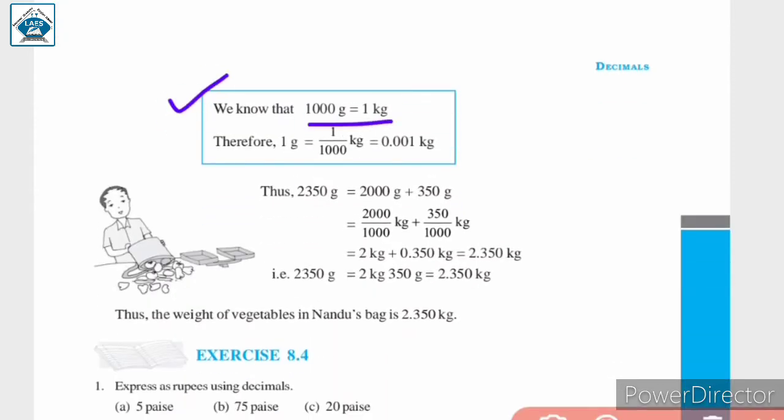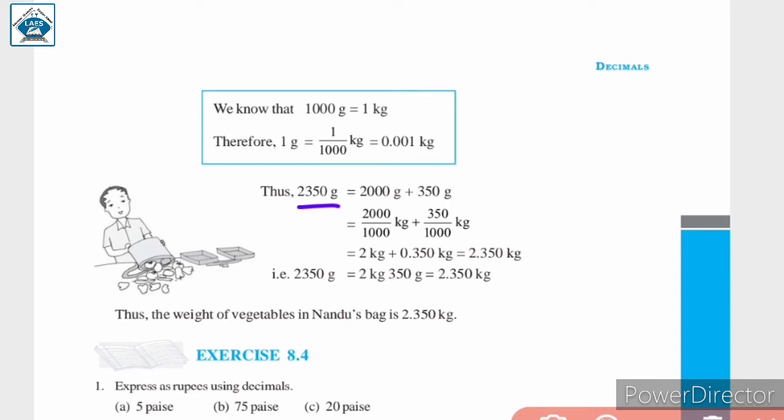We know that 1000 gram is equal to 1 kilogram. 1000 grams make 1 kilogram. So 1 gram will be equal to 1 upon 1000 kilogram, which is equal to 0.001 kilogram. तो 1 ग्राम को अगर हमें एक्सप्रेस करना है इन किलोग्राम, then it is 0.001 kilogram. So here we had 2350 gram. So again we can write it as 2000 plus 350. इस तरह से क्यों लिखा? क्योंकि 2000 है और यहाँ पे हमें पता है कि 1000 ग्राम को 1 kg लिखा जा सकता है. सो यहाँ पर इस तरह से we add it up.